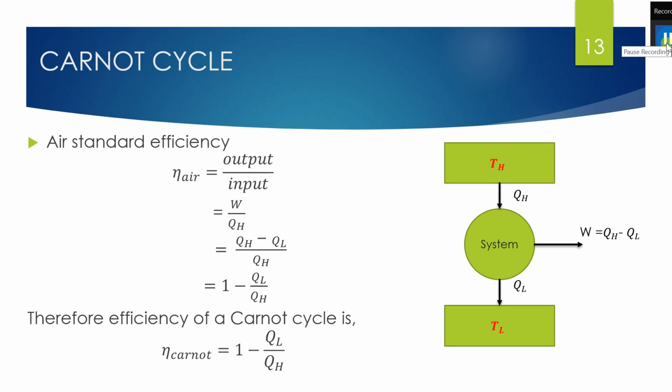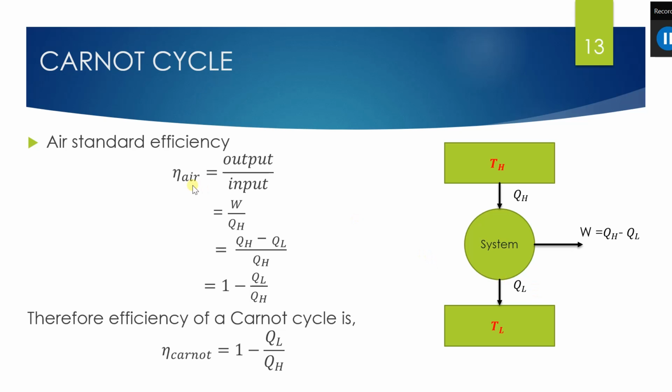For an air standard cycle, there will be a higher temperature and a lower temperature, and heat flows from higher to lower temperature, and because of that a work is done by the system, and that work is equal to QH minus QL. Heat transferred from the higher thermal reservoir is QH, and heat transferred to the lower thermal reservoir is QL.